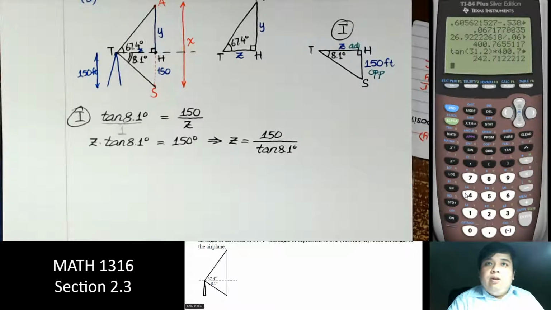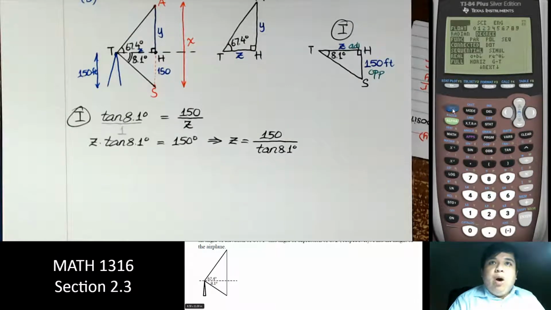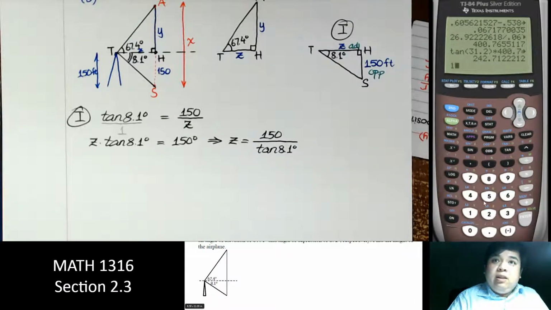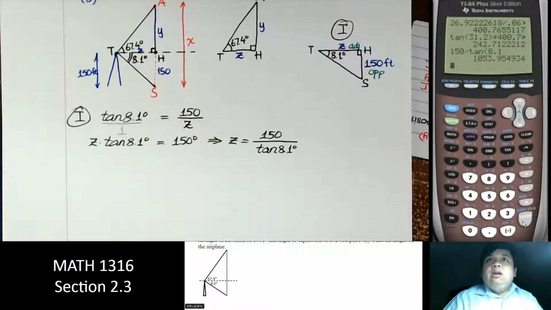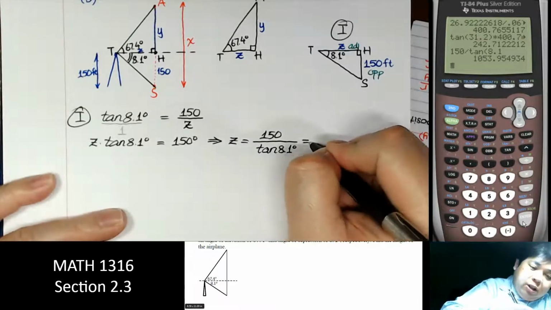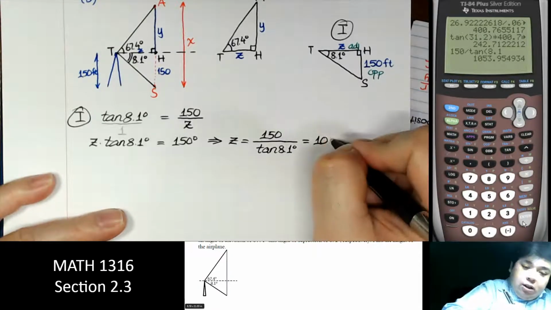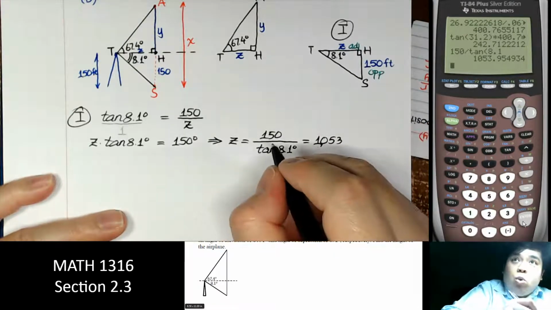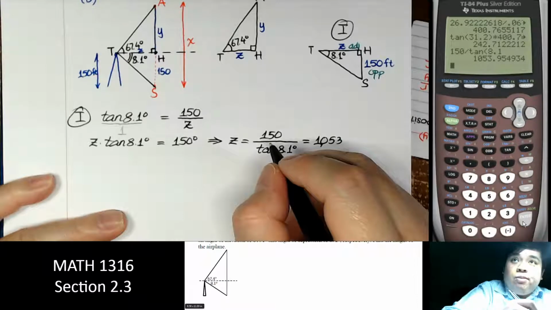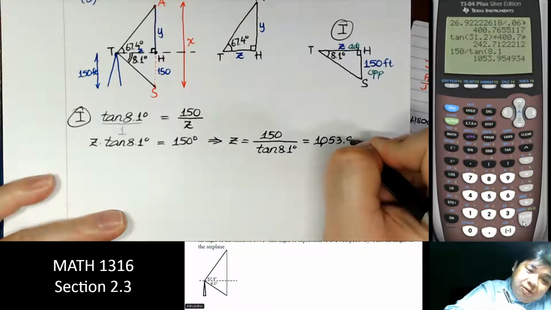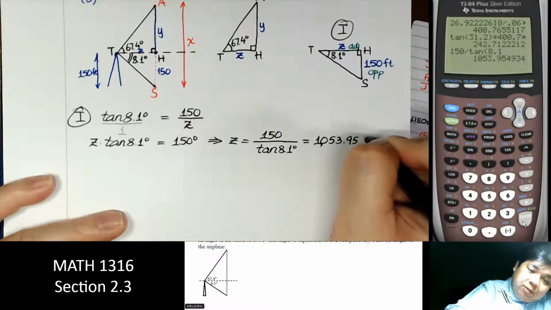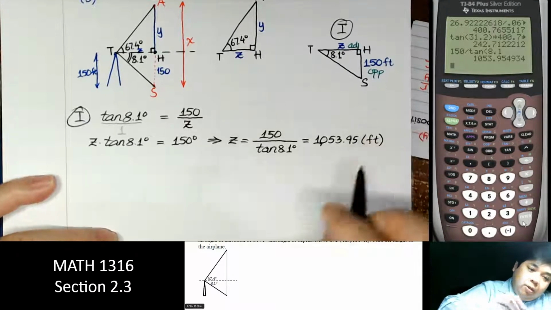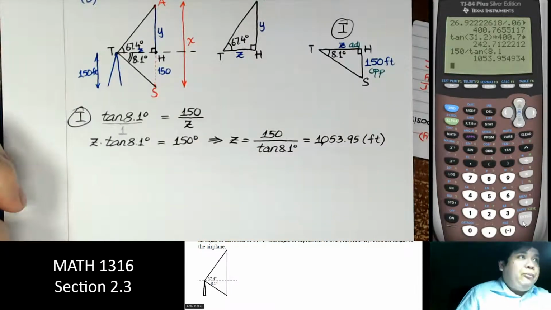So, still in degree mode, 150 divided by tangent of 8.1, and we have 1053.95. So now we have Z.